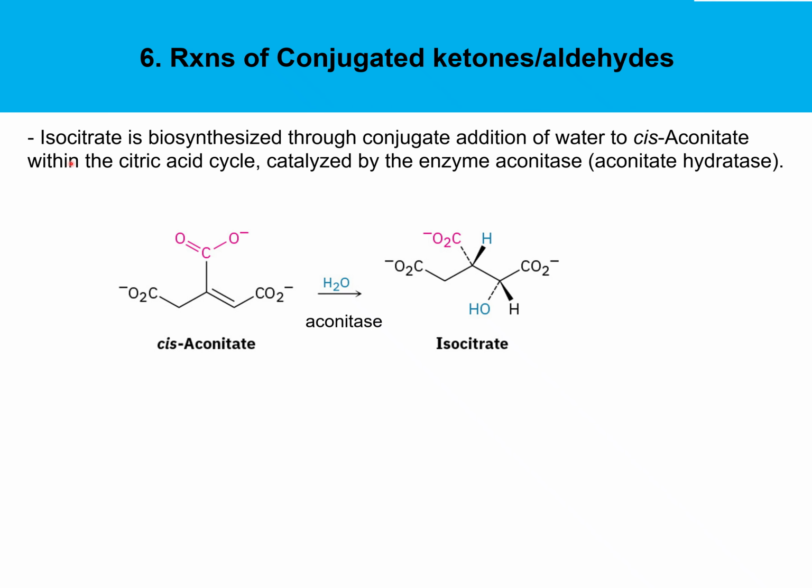Isocitrate is a molecule that is biosynthesized through a conjugate addition of water. So it starts off with this alpha beta unsaturated carboxylate. So here we have the conjugate base of a carboxylic acid, which we call a carboxylate. And there's an alpha beta double bond here. Through this enzyme shown here, water will be added to the beta carbon and result in isocitrate, which has an alcohol.